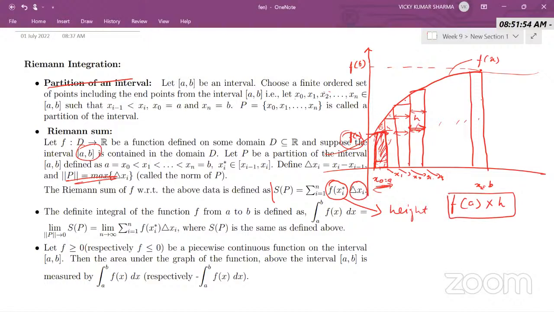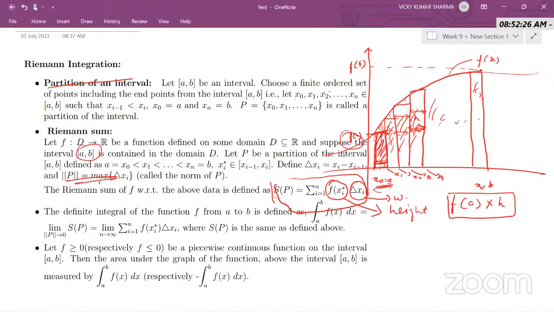Delta xi is giving me what? The width of this. So this is nothing but the width, right? We are summing up all the heights into widths. Height into width gives you the area. And this summation tells you: this width plus this width plus this width, and so on and so forth till the end. When you do this all, that will give you basically the integral value for that. So this is what the Riemann sum is.